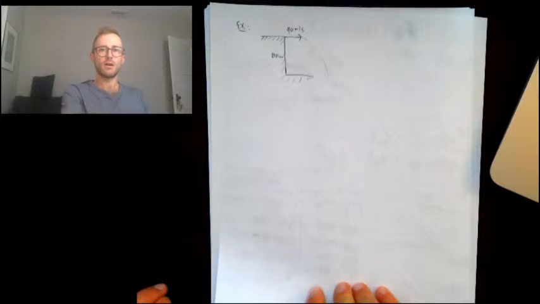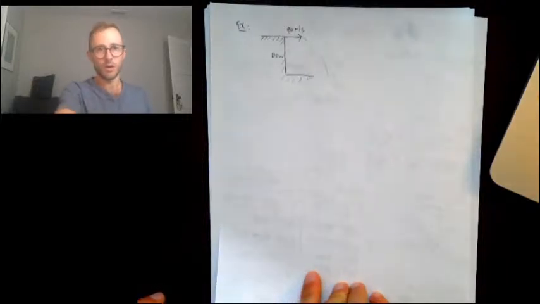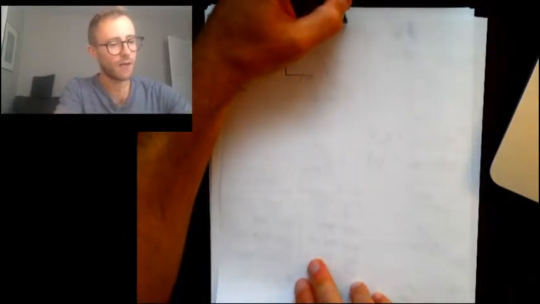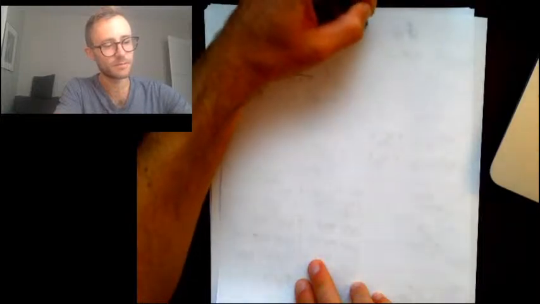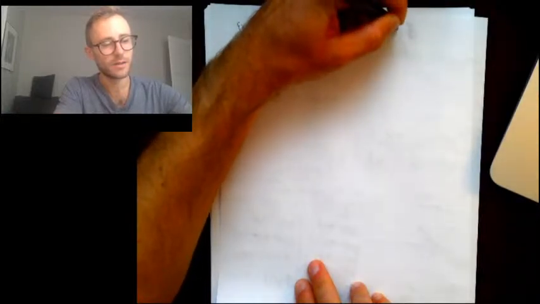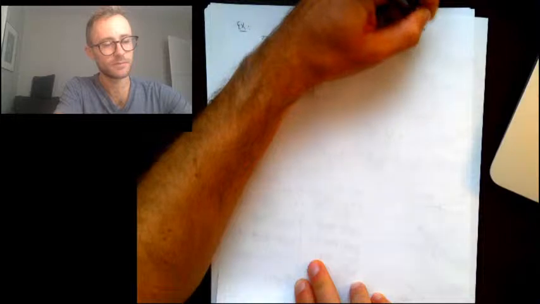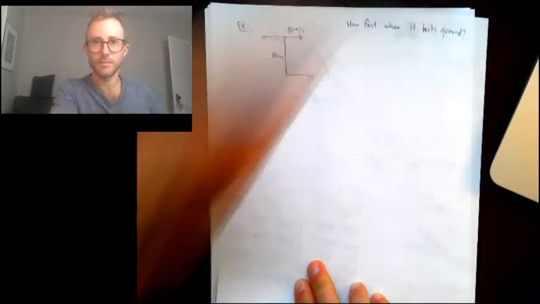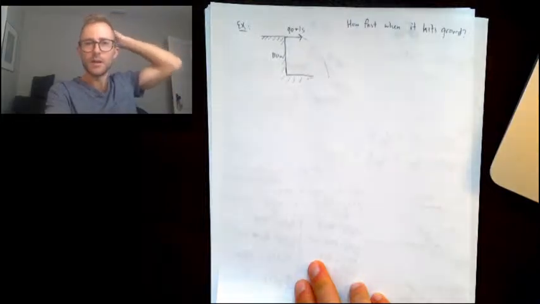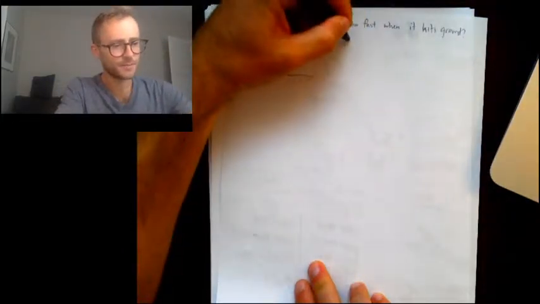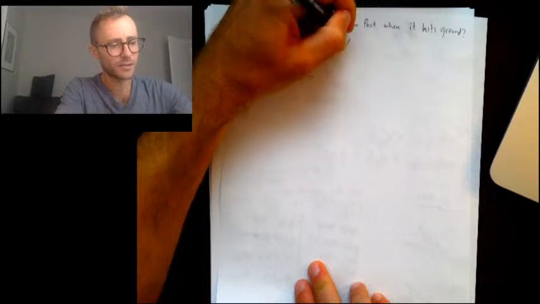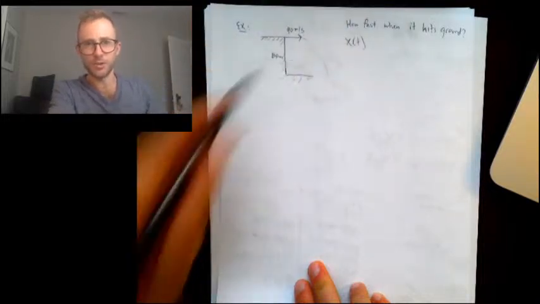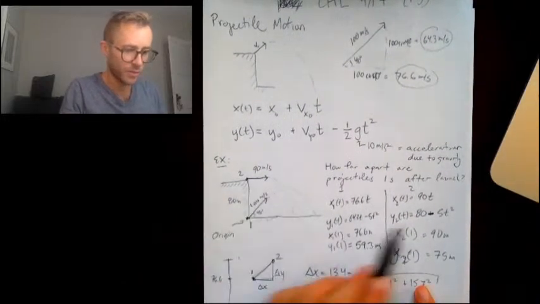All right. What I want to know is how fast is it going when it hits the ground? Okay. So I have my x of t. This is the exact same numbers as the last problem. Okay, so I'm going to just copy over 90t and 80 minus 5t squared.